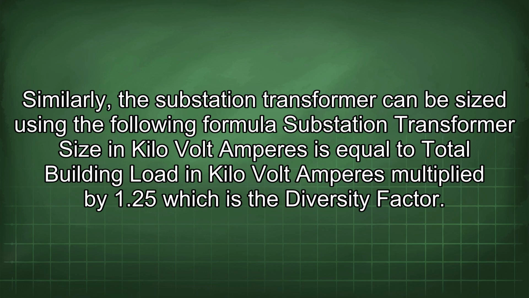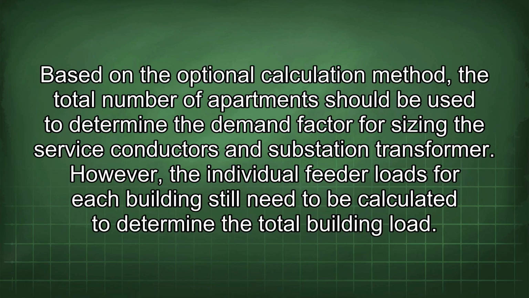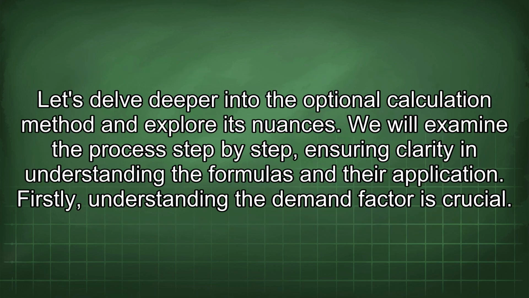Based on the optional calculation method, the total number of apartments should be used to determine the demand factor for sizing the service conductors and substation transformer. However, the individual feeder loads for each building still need to be calculated to determine the total building load. Let's delve deeper into the optional calculation method and explore its nuances. We will examine the process step by step, ensuring clarity in understanding the formulas and their application.